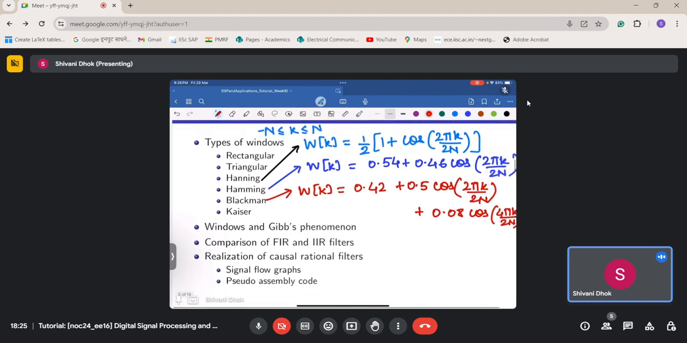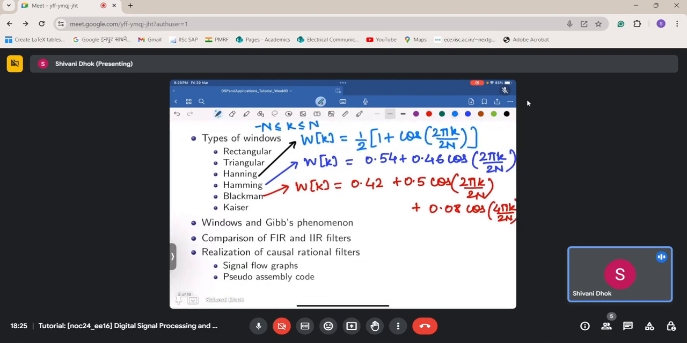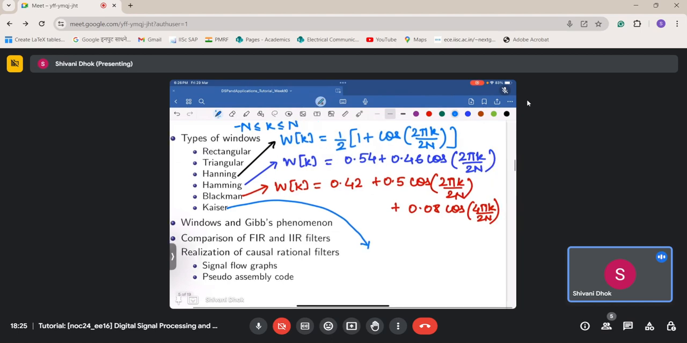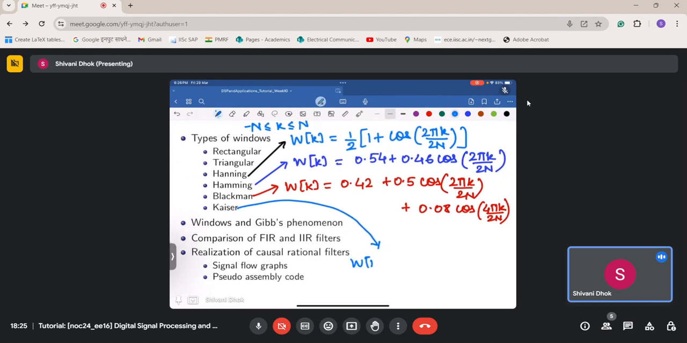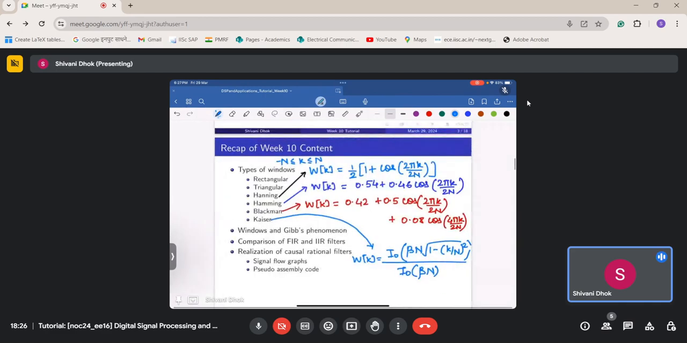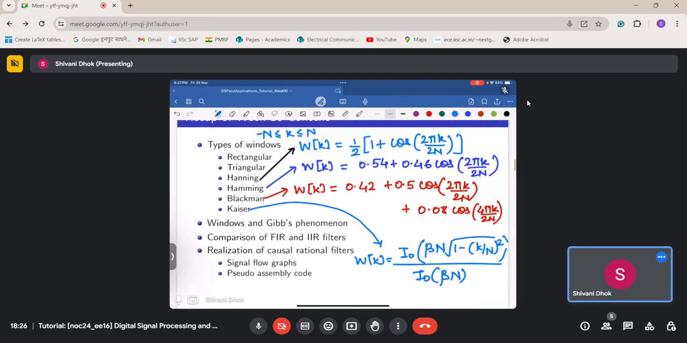And then we had the Kaiser window, whose response is wk equal to I naught, the Bessel function, of beta n under root 1 minus k by n squared, upon I naught beta n. So this we had looked at. After that, the relation between windows and Gibbs phenomena was discussed. Then we compared FIR and IIR filters.